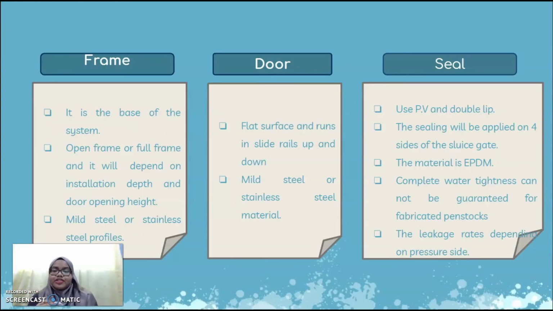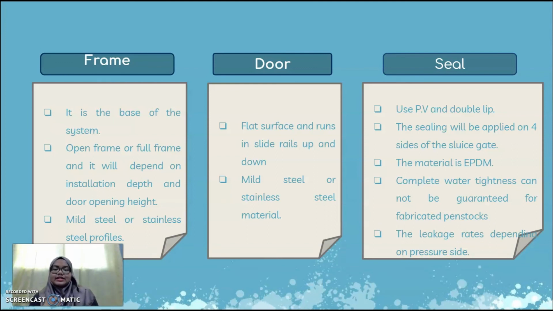Before that, the most generally used specification for sluice gates on water and wastewater treatment plants is AWWA C501. It will be used as guidance for the selection of the gate operating equipment and associated hardware. The frame of the sluice gate is the base of the system. The design of the sluice gate is open frame or full frame, depending on installation depth and door opening height. It is made from mild steel or stainless steel profile.